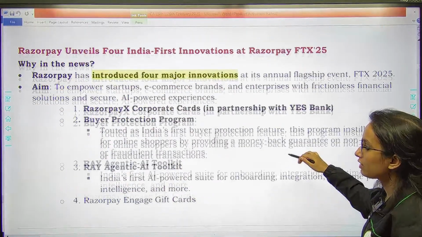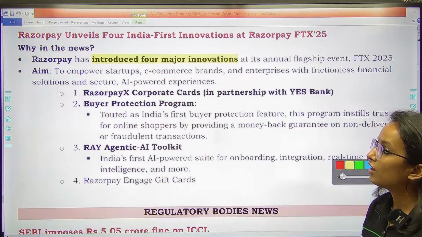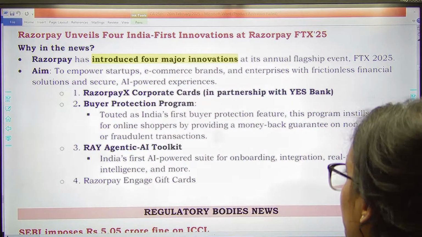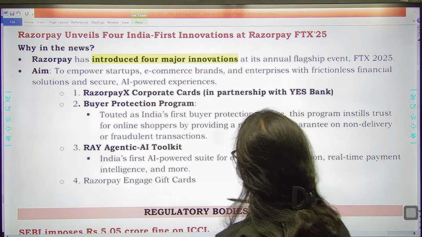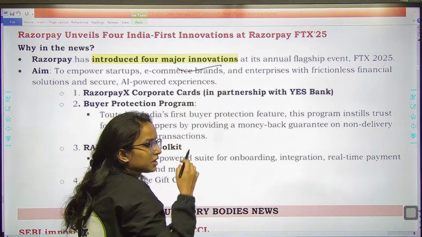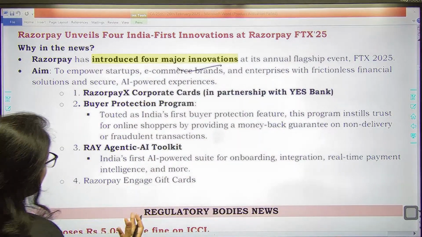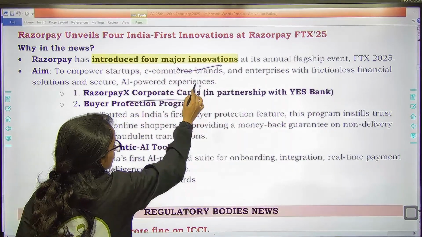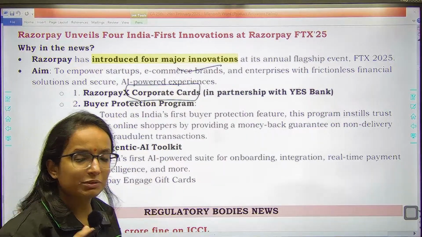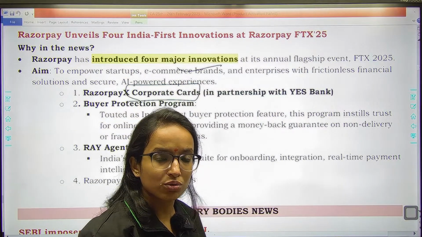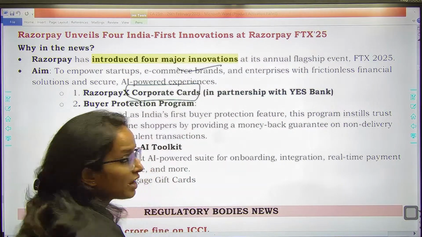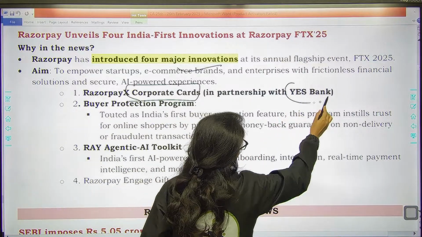The next one is Razorpay. Razorpay has introduced 4 major innovations. Razorpay ने कुछ introduce किया है. Let's see what are they. First is Razorpay X corporate cards. So corporate cards, specific corporate entities की needs को serve करने के लिए these have been introduced. Remember, in partnership with Yes Bank.